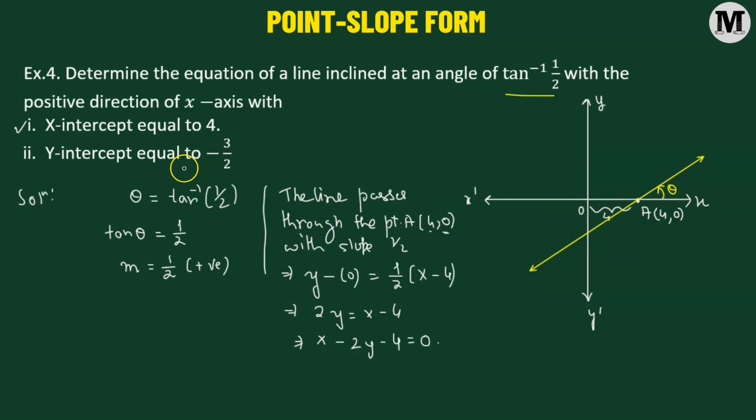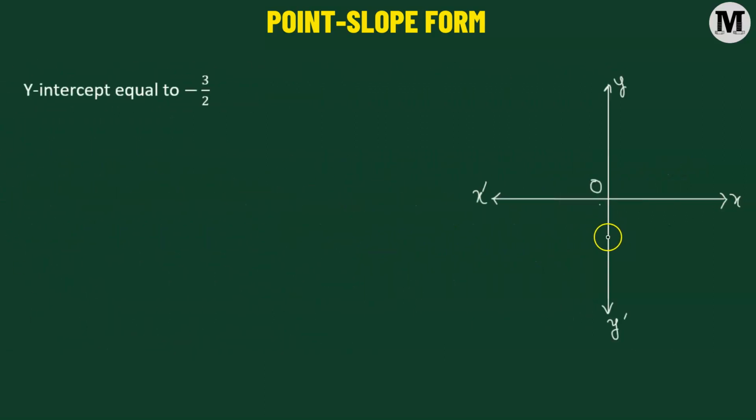Now let's go to the next part. Our line is going to intersect the y-axis in the negative direction at point B. B has the coordinates (0, -3/2), meaning the distance OB equals -3/2. Our goal will be to determine the equation of this line which passes through this point. This line is going to pass through point B, and it also makes the same angle theta with the positive direction of x-axis, given by tangent inverse of 1/2.